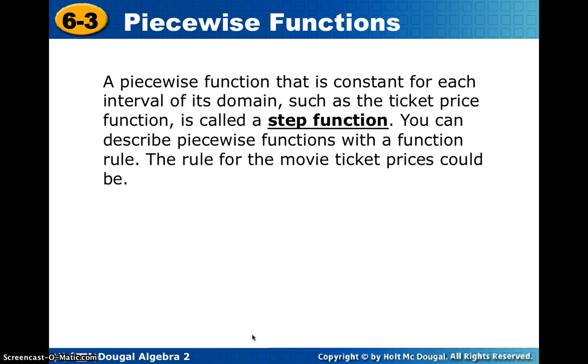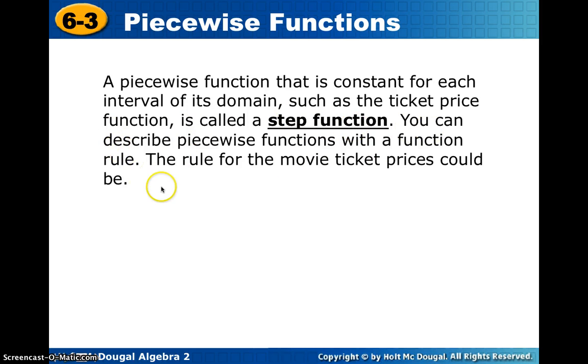A piecewise function that is constant for each interval of its domain, such as the ticket price function, is called a step function. So if it is constant, like it's flat for each part, it's called a step function.